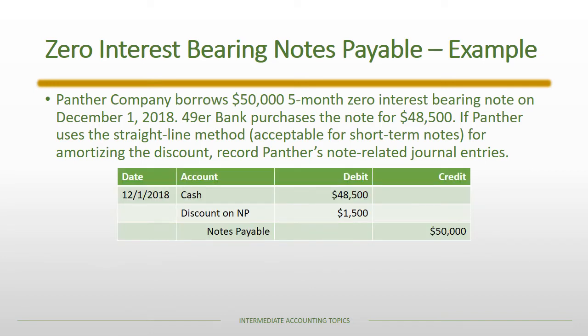So the initial entry, of course, they receive $48,500. The note payable has a face amount of $50,000, and the difference between the two is the discount on the note payable.